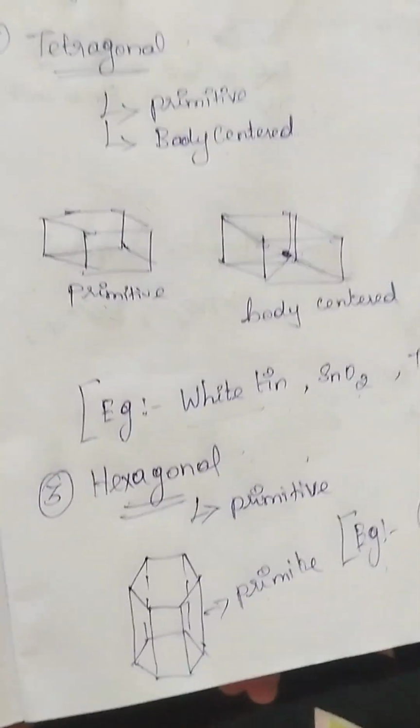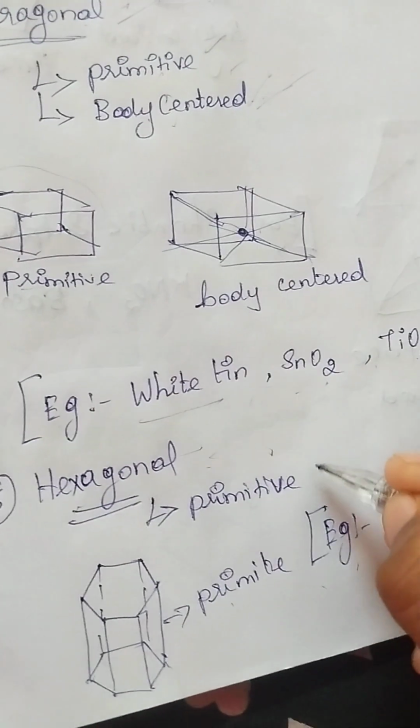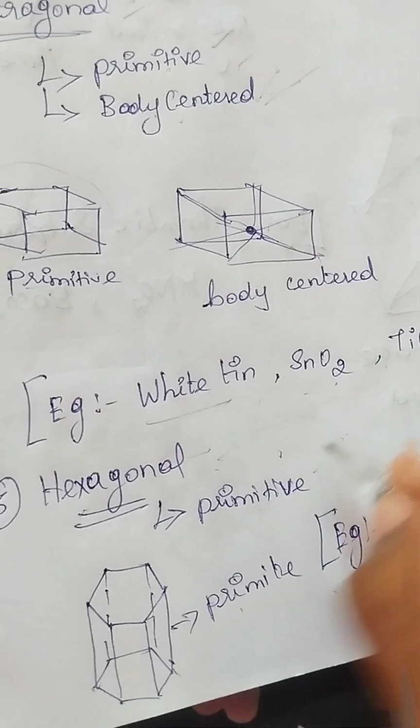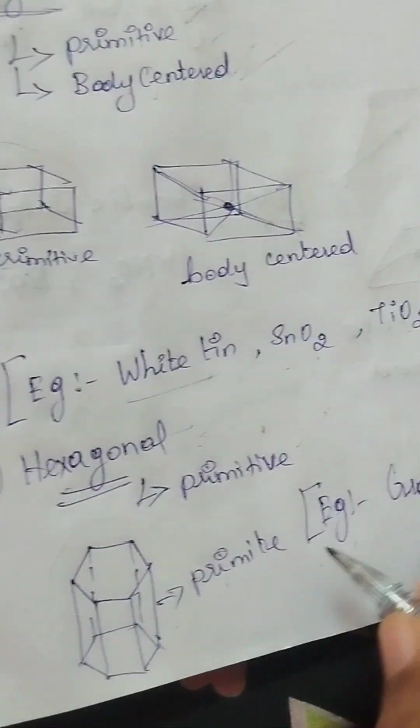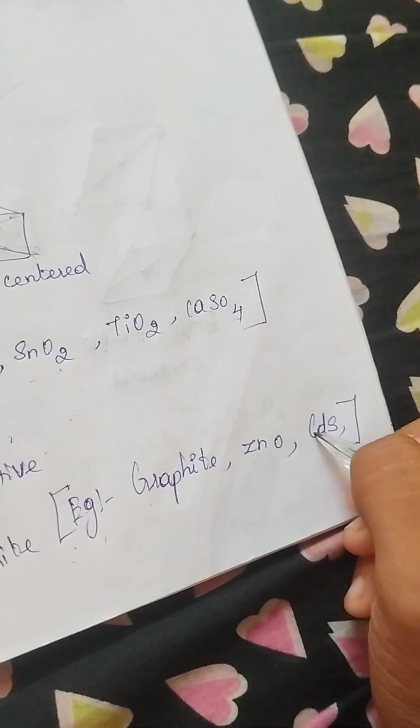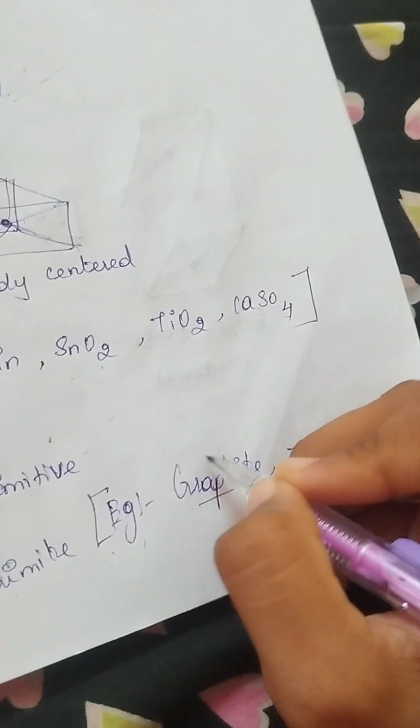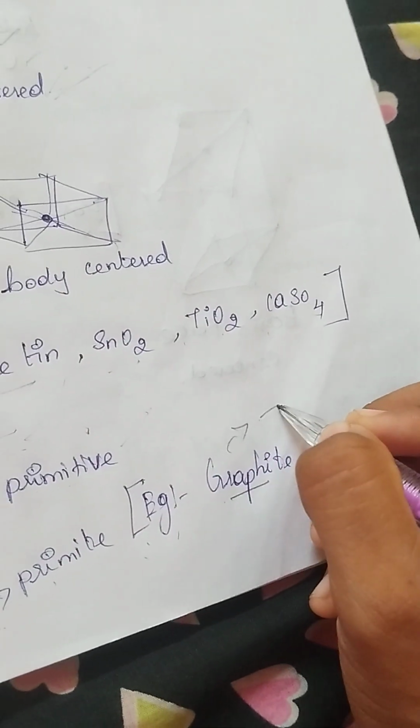And hexagonal, in hexagonal there is only one type, that is primitive. This is the diagram. And examples are graphite, zinc oxide and cadmium sulfide. Graphite is nothing but pencil lead.